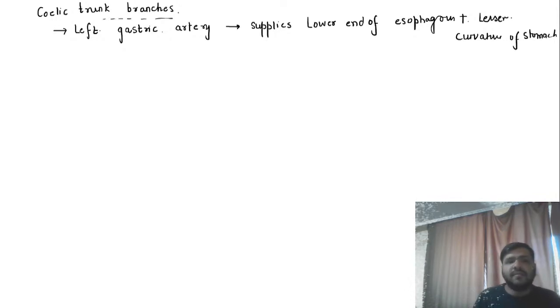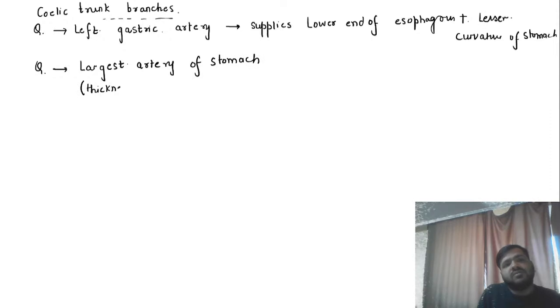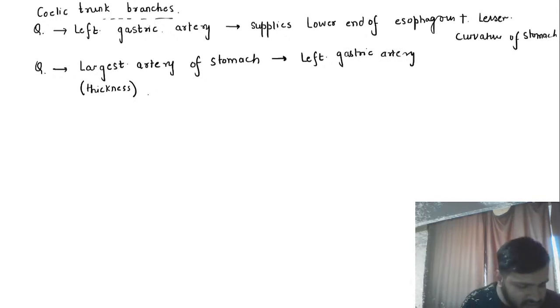Now remember that the pancreas is present behind the stomach. The pancreas is a retroperitoneal organ, right? So if we ask which is the largest artery of the stomach, these are all MCQ questions, guys. When I say largest, beta, I'm just talking about the thickness, and remember, it is the left gastric artery. So in the diagram also, if you are drawing it, draw it a little bit thicker.